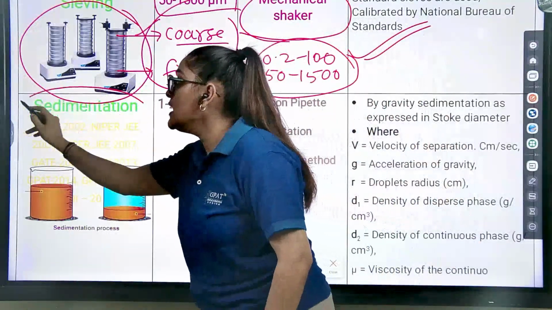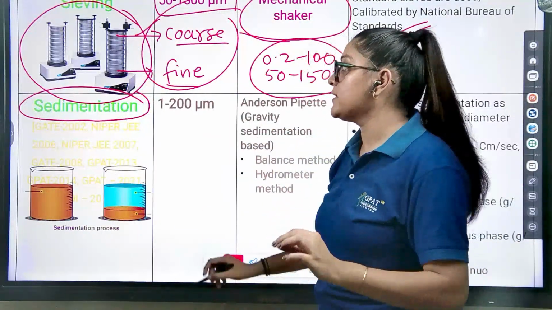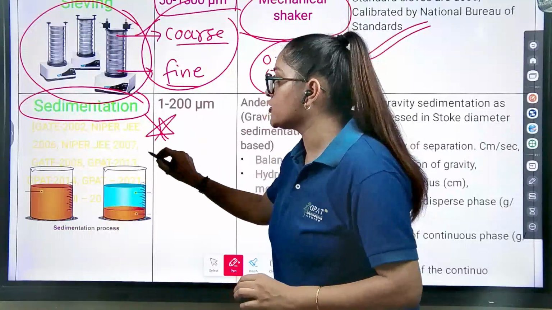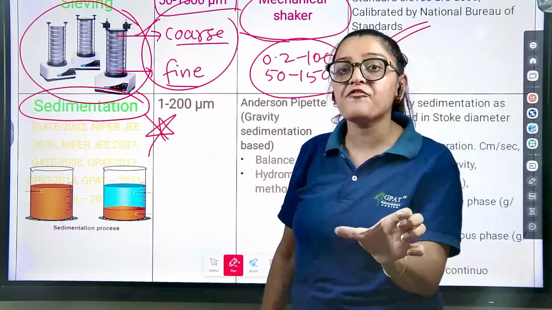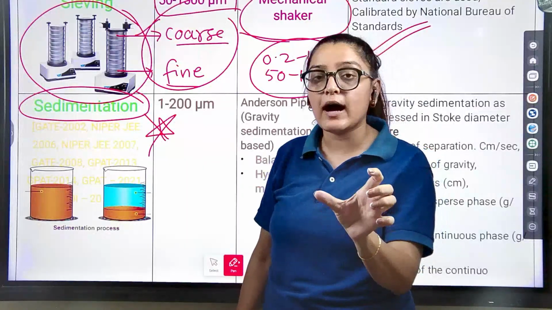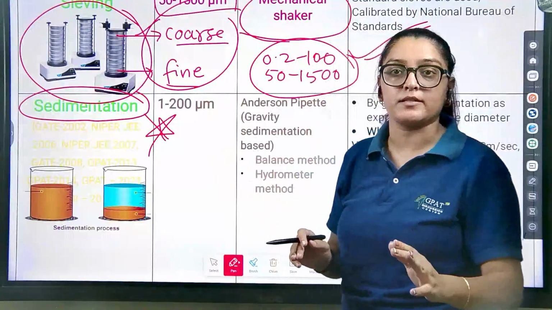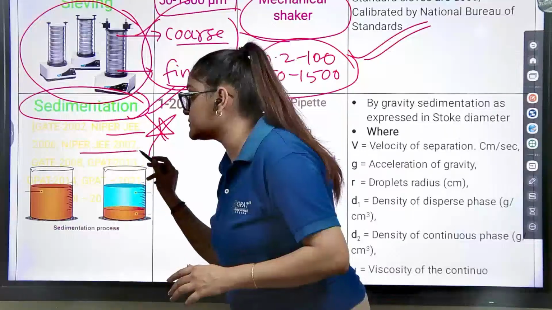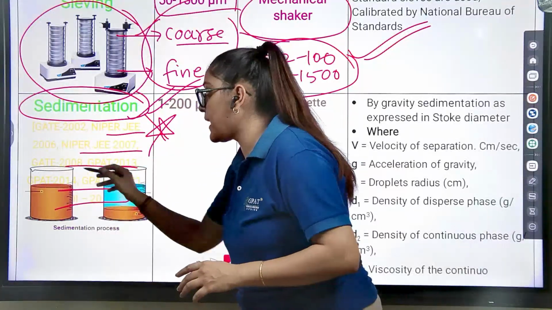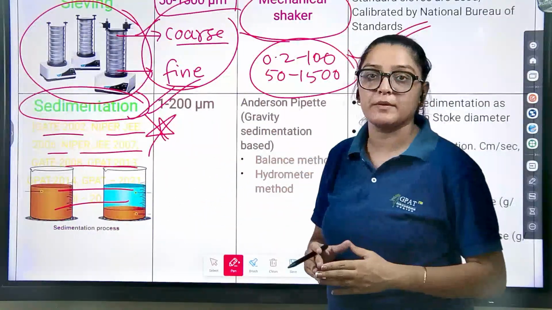Okay. Next we have is the sedimentation method. I think it is the most important topic from the GPAT examination physical pharmacy subject point of view. If you ask me in the micromeritics, this chart itself is very important. So sedimentation method, you can see how many times in GPAT and GATE this question has been asked.